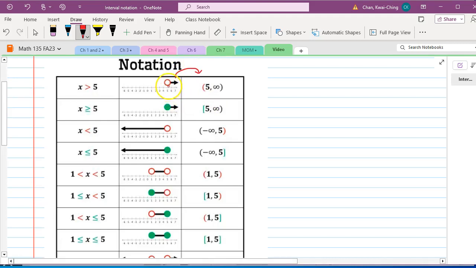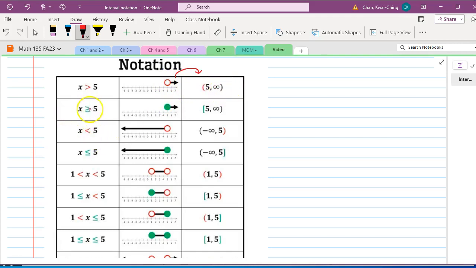So because I have 5, but not including 5, I use a parenthesis. And that's the left side of this highlighted number line. Then on the right-hand side is infinity. So I write infinity with a parenthesis.